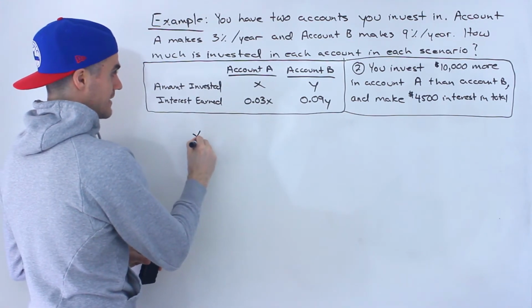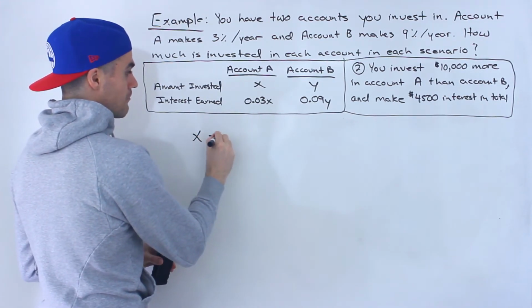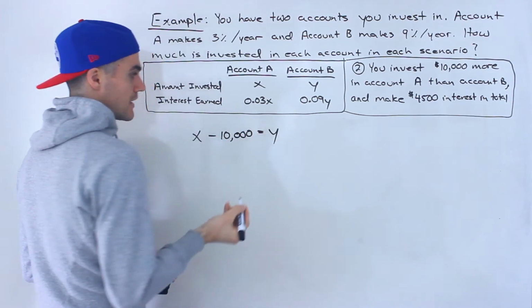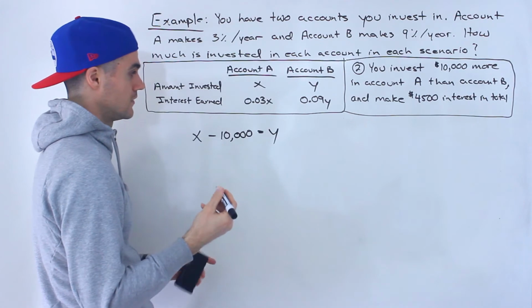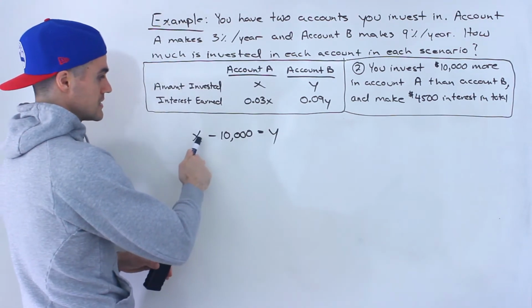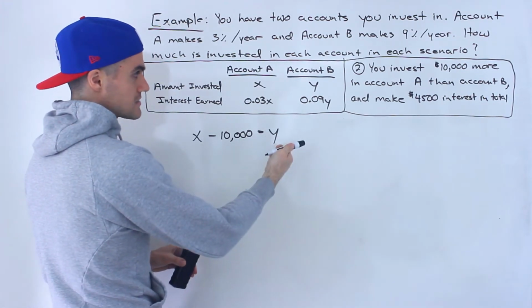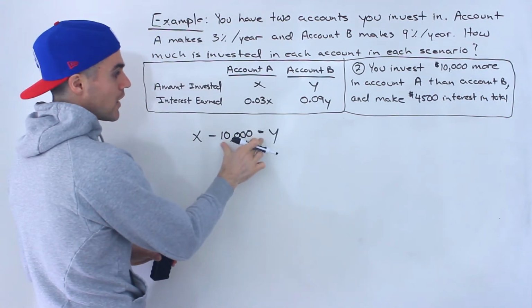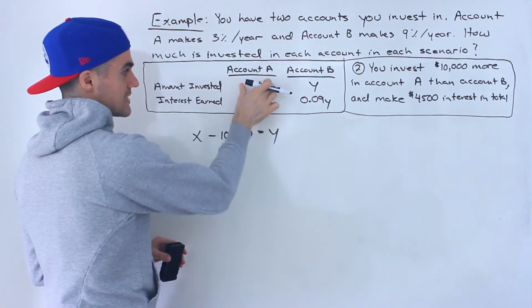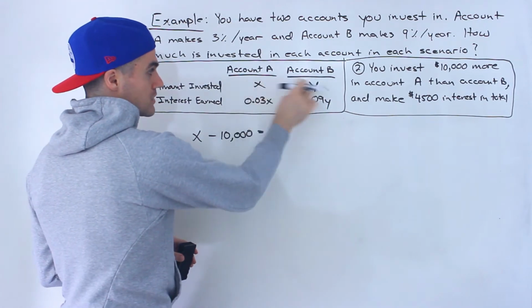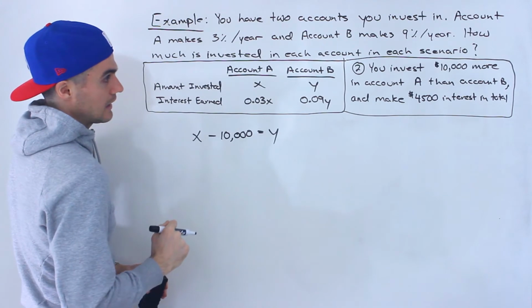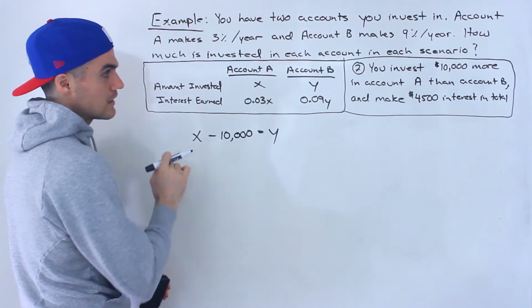We can say X, the amount invested in account A, minus 10,000 equals the amount invested in account B. Another way we could have written this is X equals Y plus 10,000. That's another way to express this. Or we could have said X minus Y equals 10,000, right? There's 10,000 more here than here, so the difference between them would be 10,000. You could rearrange this in any way. But I'm going to keep it like this.